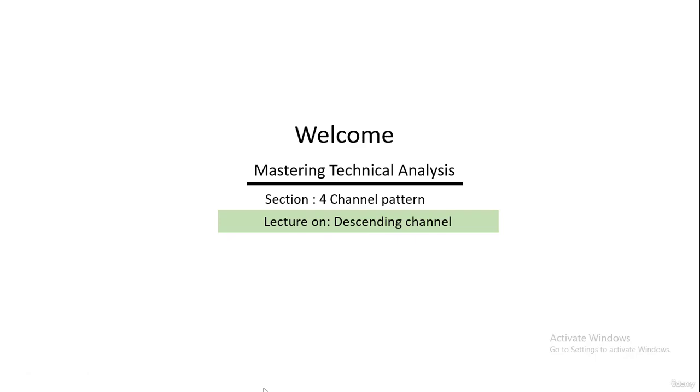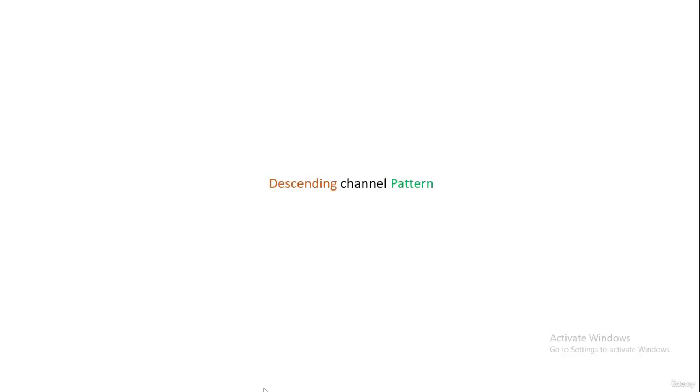In the previous lecture, I completed the formation and basic characteristics of the ascending channel on a price action chart. From this lecture on, you will learn another strong channel pattern, that is the descending channel pattern. So in this lecture today, I will be talking to you about the formation and basic characteristics of the descending channel on a price action chart. Descending channel is a bearish continuation pattern where the price movement is contained between two parallel descending trend lines.